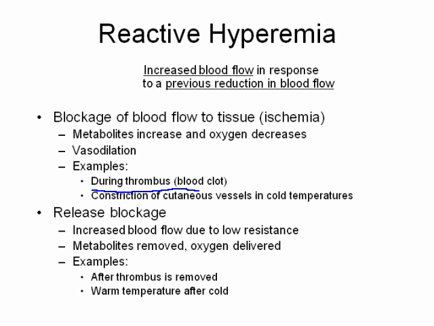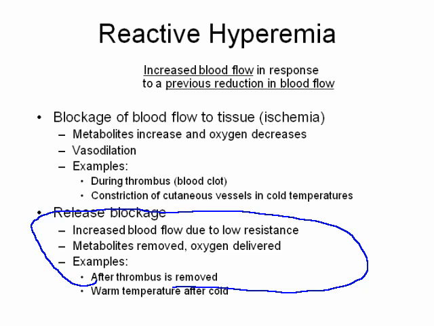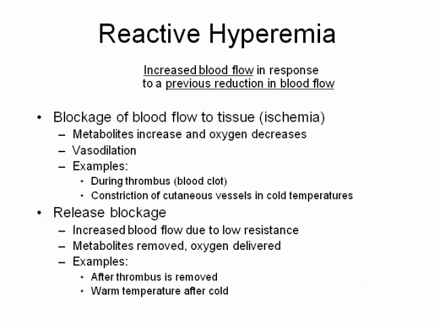So, for example, during a thrombus or a blood clot, once that blood clot is removed, then you're going to have the vasodilation as a way of trying to restore the normal oxygen metabolite concentrations. Or, as I said, the response that you get in terms of cold temperature. As soon as you release the blockage, there's going to be an increased blood flow due to the lowered resistance. The metabolites are going to be removed, oxygen will be delivered to the tissue. So after the thrombus or blood clot is removed, or once you are exposed to a warm temperature after being exposed to very cold temperatures.